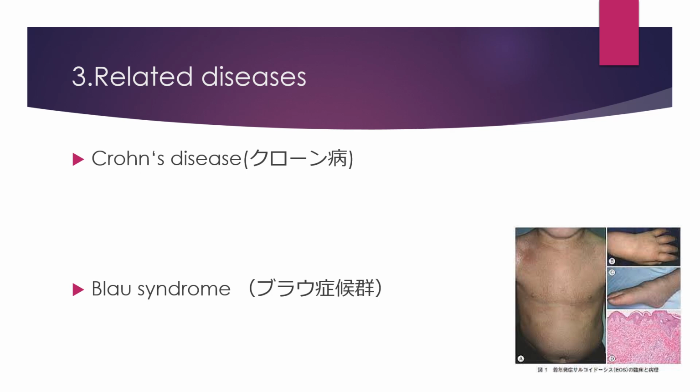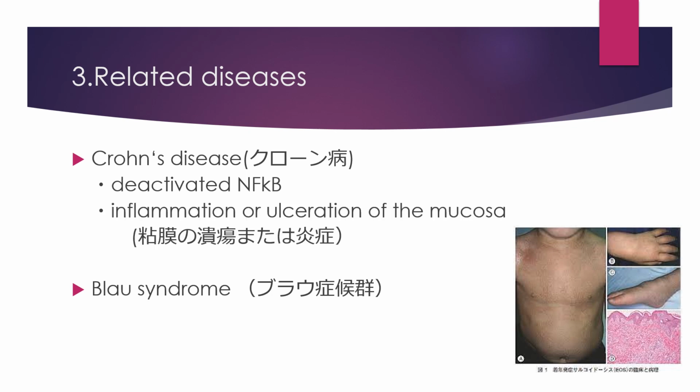When NOD2 no longer recognizes monomer G peptide, NF-kappa B cannot be activated and immune substances are reduced, resulting in Crohn's disease, an inflammatory bowel disease. Crohn's disease causes chronic inflammation or ulceration of the mucosa of the large and small intestine.